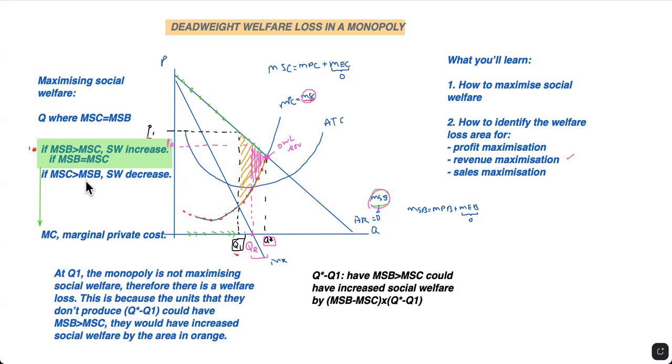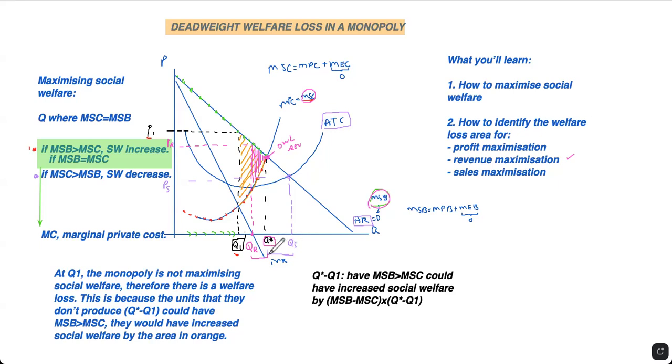Now, sales max is a little bit different because it is all the way on the other side. Sales max, I've run out of colors, is where your ATC equals your AR. In this case, you're making normal profits. I'm going to call it QS for sales. Notice that they've actually done scenario 2 here. The social optimum is still Q star because Q star still has MSC equal to MSB.